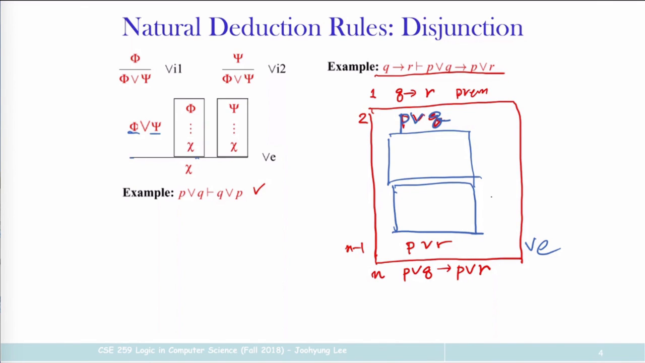What is the first line of the second box? What is the last line of the first box? Do the patterns match? I see. Okay, very clear. So phi is P and psi is Q. And what is this psi? Well, let's say just X.